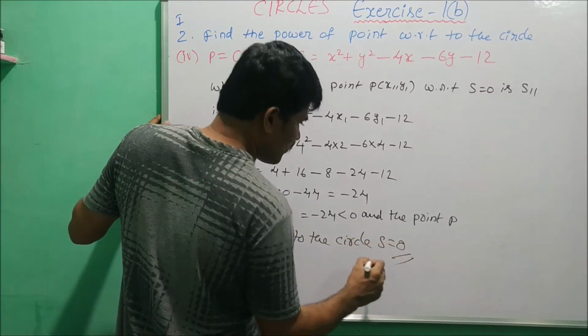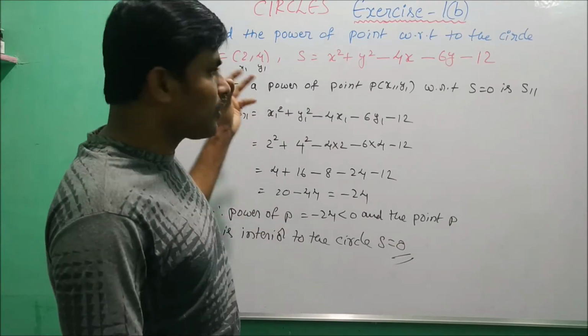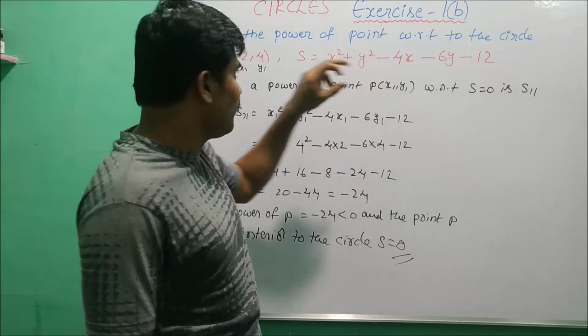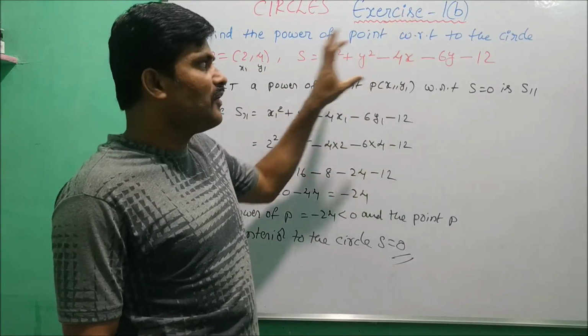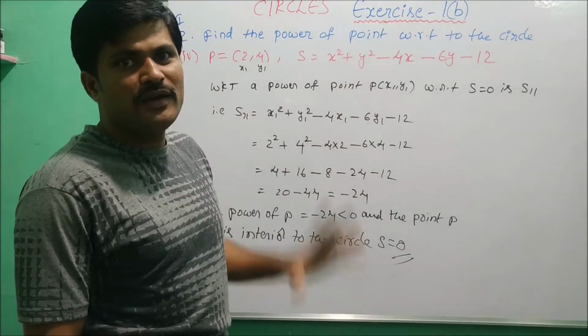So this is the solution. These are totally 4 sums in exercise 1B second Roman. These are to find the power of a point with respect to circles, which are given for 2 marks in IPE examinations.